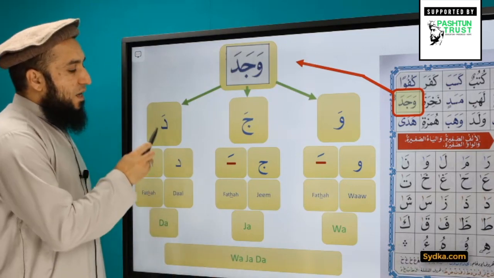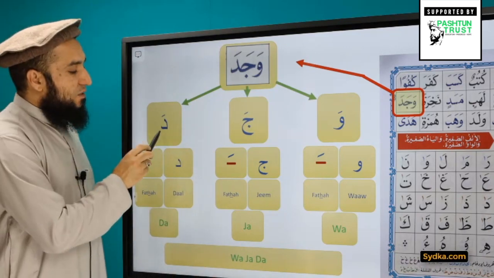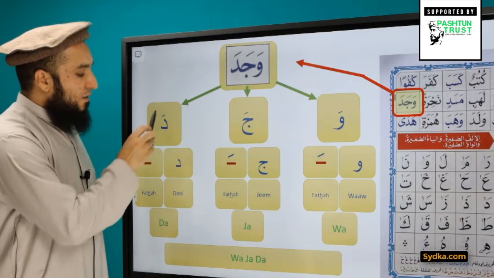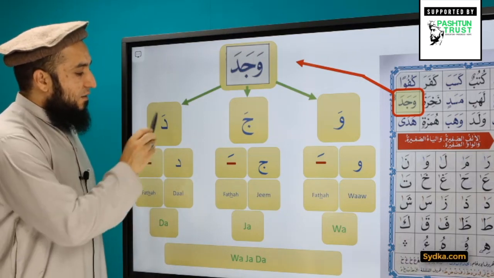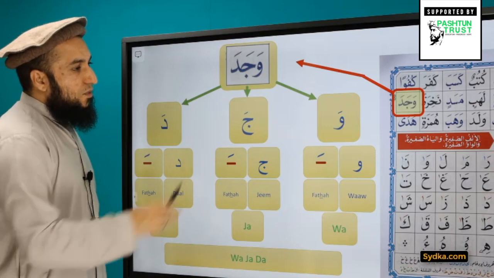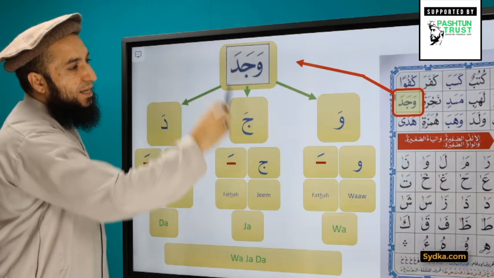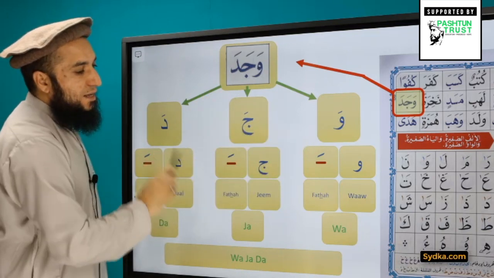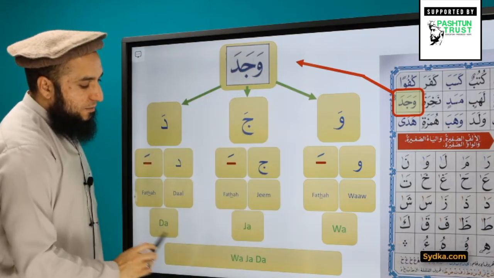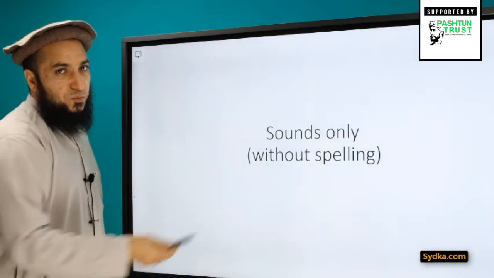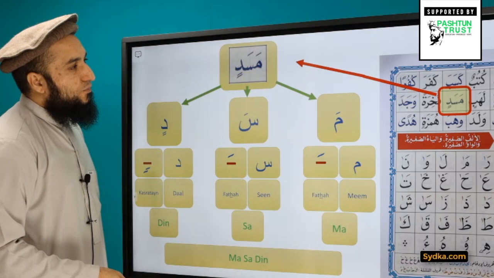The third syllable we have is dal fatha da. Dal is not silent and it has fatha, and dal is a light letter. Dal fatha da. So now we connect these three syllables and we have wajada, wajada. So the next three slides would be sounds only without spellings.